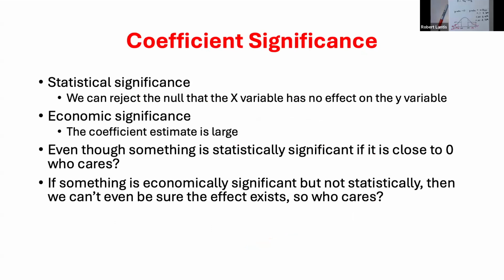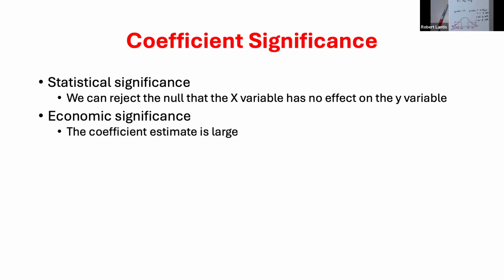This is just a little bit of, we'll probably talk more about this as we go through more examples, but everything that we've talked about up to this point in this video is about statistical significance. So can I reject the null that the X variable has no effect on Y? At what levels can I reject it? Does my confidence interval include 0?